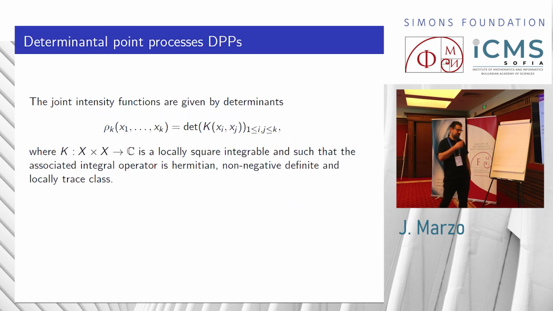Okay, in particular I'm going to talk about something called determinantal point processes. This was introduced already this morning by Peter. The idea is that in this case, these joint intensity functions have a very nice structure, coming from the physics community, if you want.